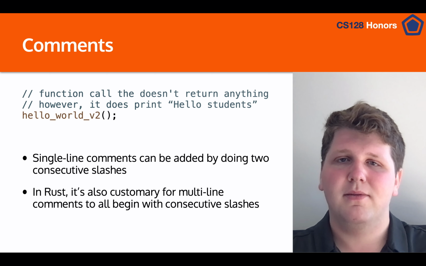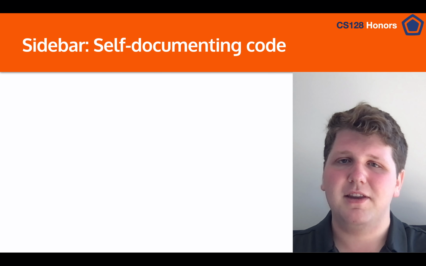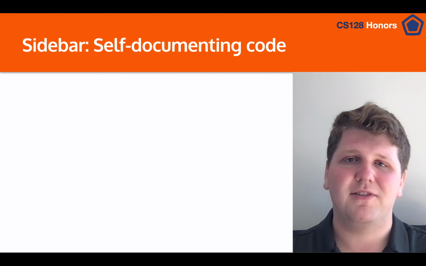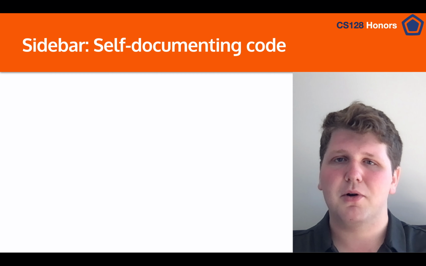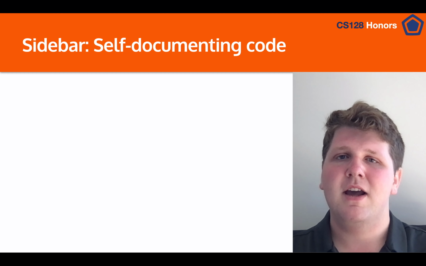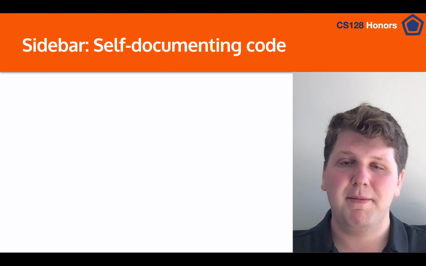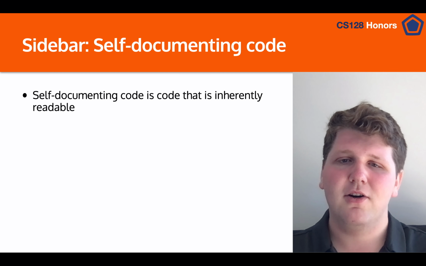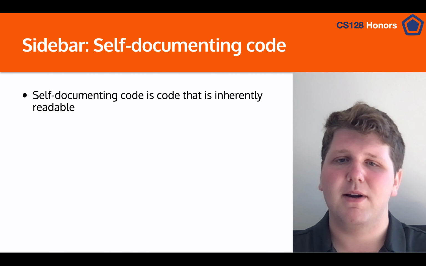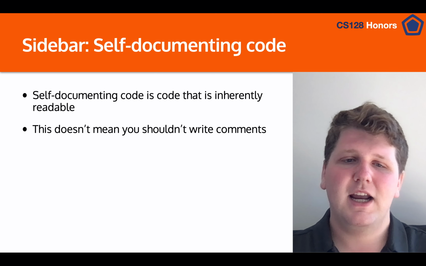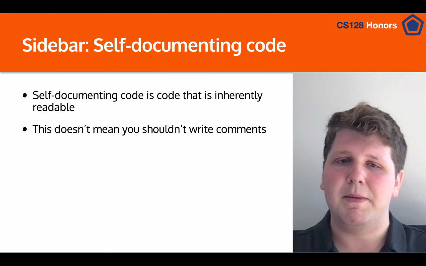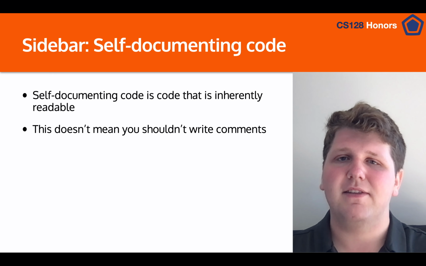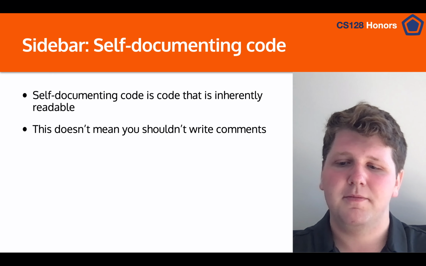Now, at this point, I'm going to take a little bit of a sidebar from our core content and talk about self-documenting code, because this is a really important part of becoming a programmer. It determines whether you have to write a lot of comments or if people will just not understand your code at all. So what is self-documenting code? It's code that's inherently readable just by looking at it. It doesn't mean that you shouldn't write comments. It means that you should make your code easy enough to understand that someone doesn't need comments to understand it.